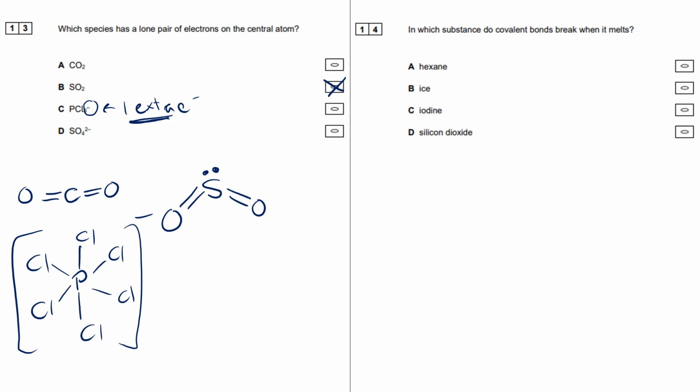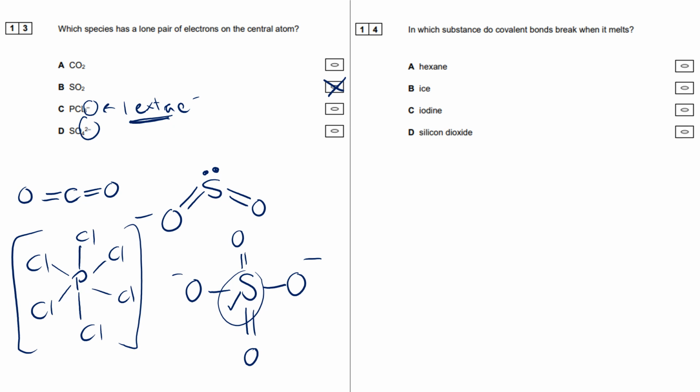SO4 2-, oxygen will form 2 bonds. So 2 of the oxygens in SO4 will form 2 bonds. And because it's got a 2- charge, there are 2 extra electrons. So these 2 oxygens only need to form 1 bond. The sulfur has formed 6 bonds, so therefore there are no electrons on the central atom.